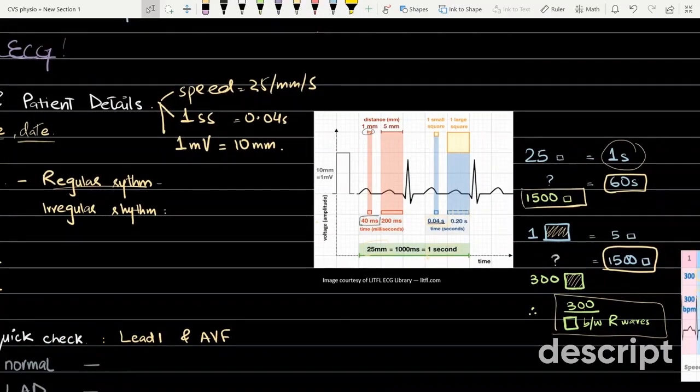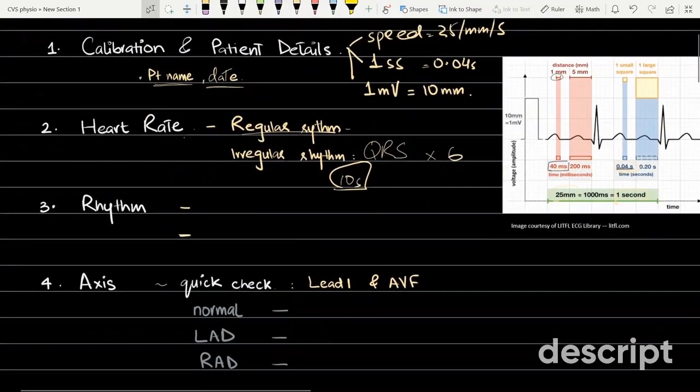For irregular rhythm, check and count the QRS complexes in a 10-second rhythm strip and then multiply it by 6. It is as simple as that.